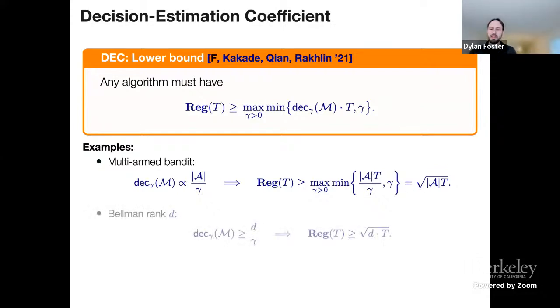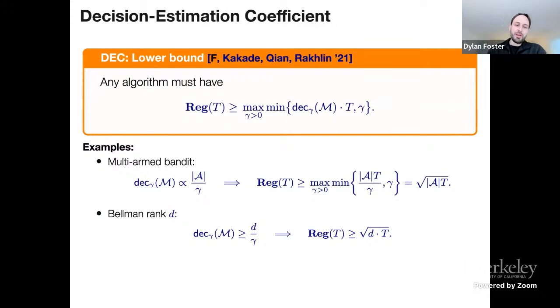Another basic example: for the Bellman rank setting, you can show that the DEC is lower bounded by the dimension of your factorization, again divided by gamma. If you do the same calculation here, you get that the regret is lower bounded by root dimension times T. Both of these examples are statistically tractable settings, but the cool thing is that this can also recover impossibility results, or intractability results.